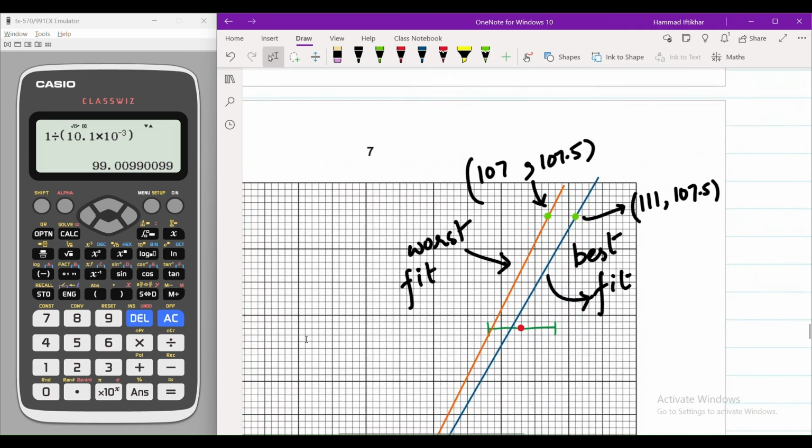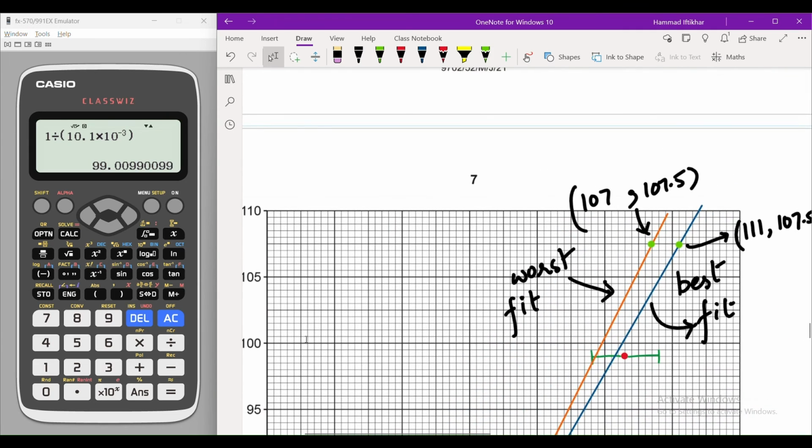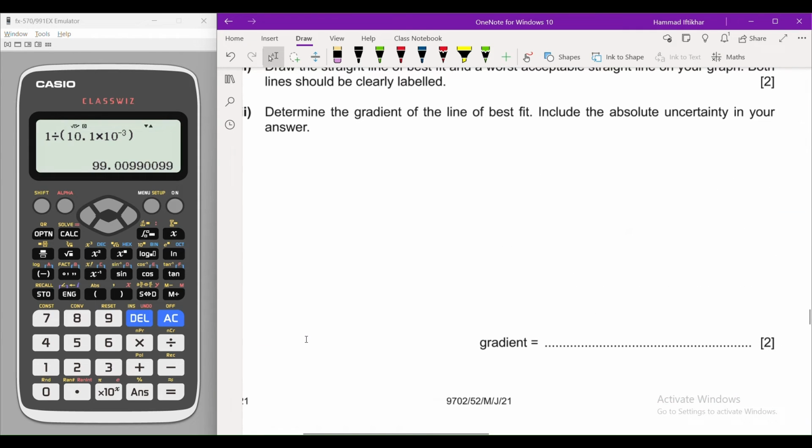Okay, so first order of business, we need to find out the gradient and the uncertainty of the gradient. First off, we need the best fit gradient. And we also need the worst fit gradient.